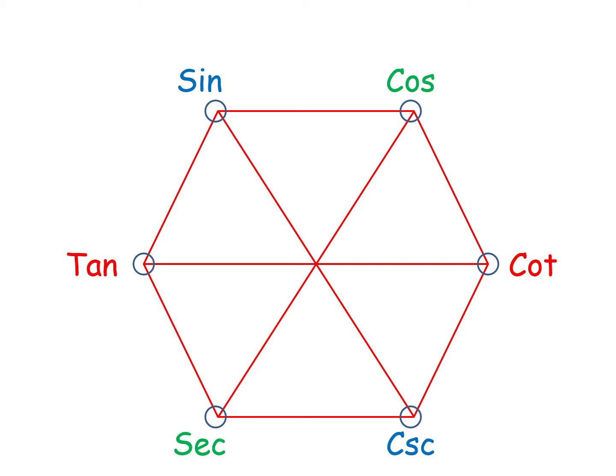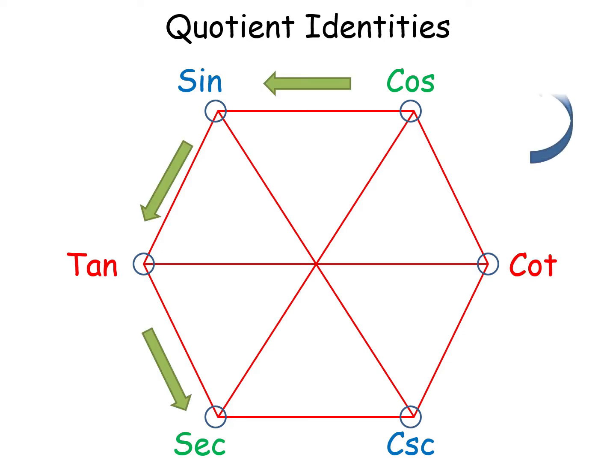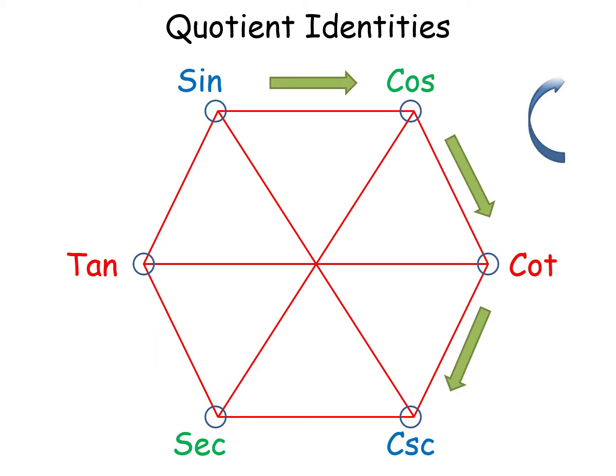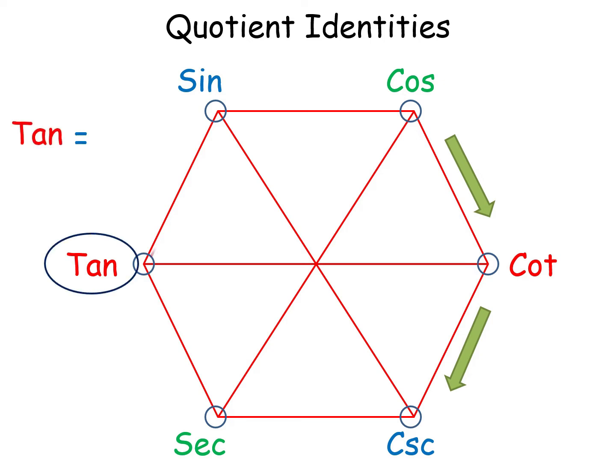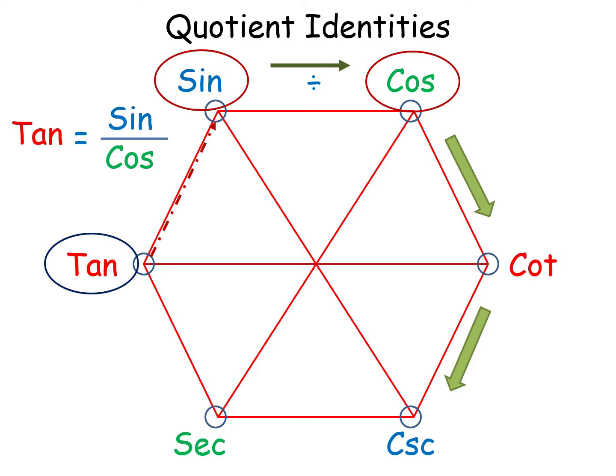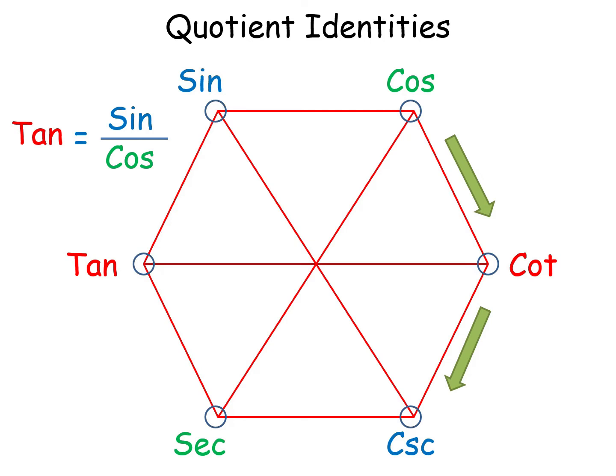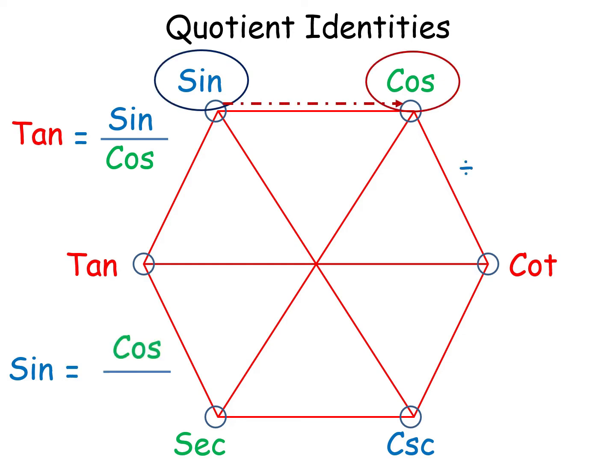There are several identities that we can derive from this hexagon, and one of them is the quotient identities. In the quotient identities, there are two patterns of direction that we can follow, the clockwise direction and the counterclockwise direction. Let me show you how the clockwise direction works by giving an example. Example: the tangent of an angle is equal to sine divided by cosine. The same pattern is followed by the next example. The sine of a certain angle is equal to cosine divided by cotangent. The same pattern of formula shall be followed all throughout the hexagon in a clockwise direction.